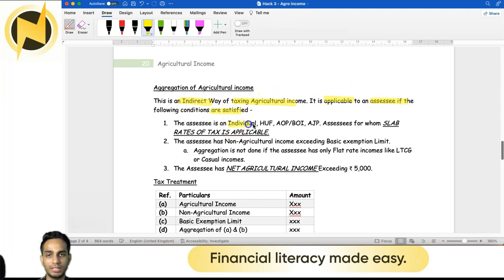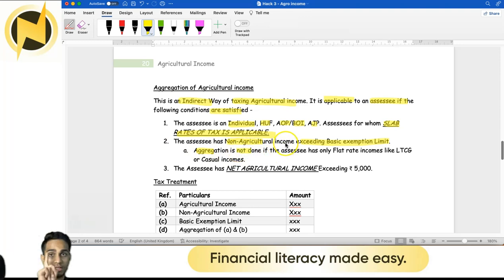Number one, the assessee is an individual, HUF, AOP, BOI, AJP, that is an assessee for whom slab rates of tax are applicable. Point number two, very very important: the assessee has non-agricultural income exceeding the basic exemption limit. For a normal individual, your basic exemption limit is 2.5 lakhs. You should have income more than that.